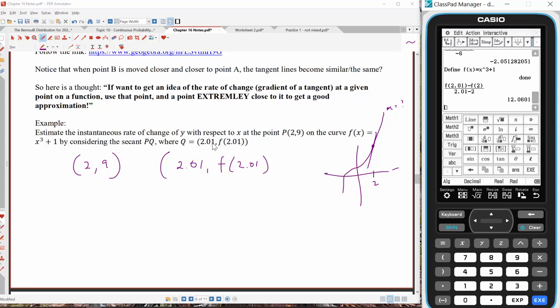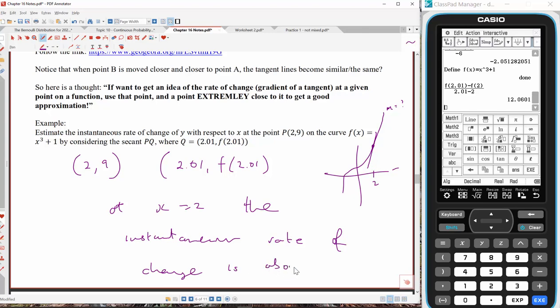So estimate at x equals 2, the instantaneous rate of change is around or about 12.0601. That's my guess. And what we can do is actually sharpen up the approximation. I can get even closer by adding another couple of zeros there. And this is going to get me a better approximation because it's even closer. The answer is 12.00060001.